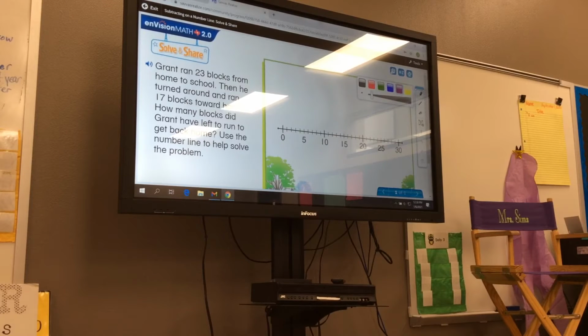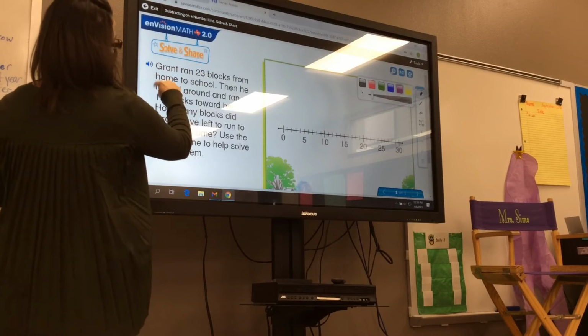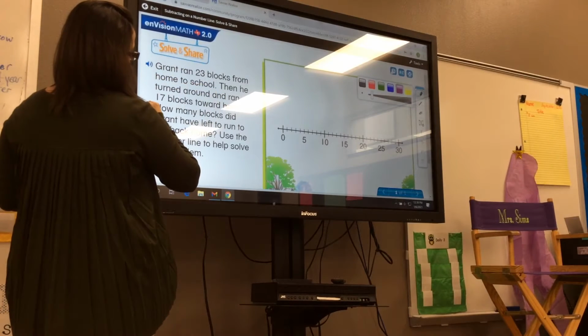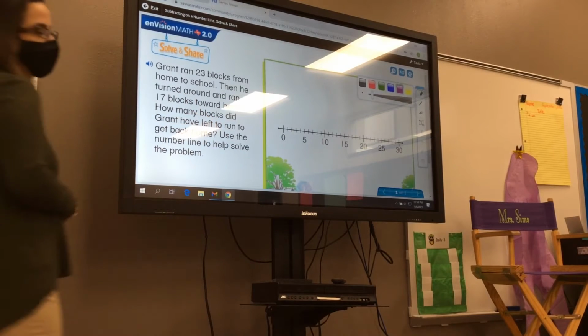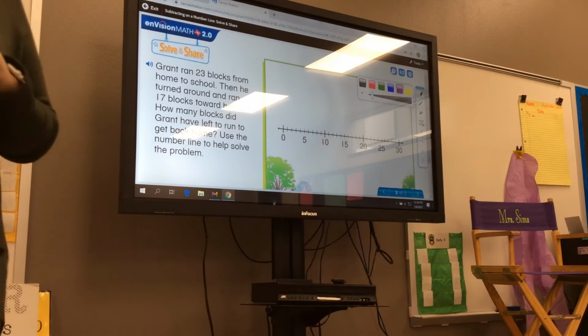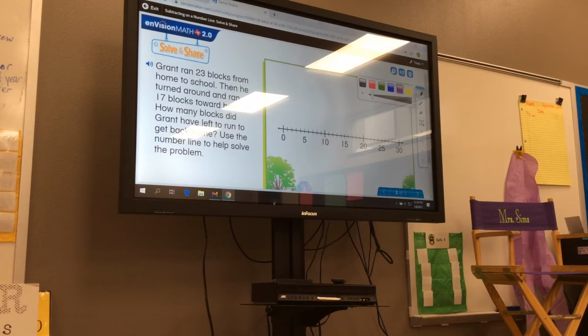Box clue words. So what words are we going to box? Left. Okay, left. Okay, ran. Okay, what about turned around? Yeah. Turned around, so you can box ran. You can box turned around. Okay, and left. Toward, and then left. Okay, what about toward? Possibly.